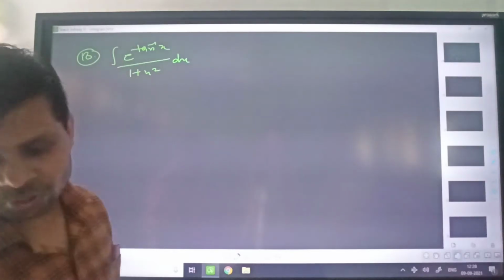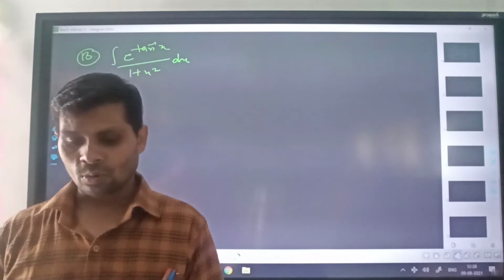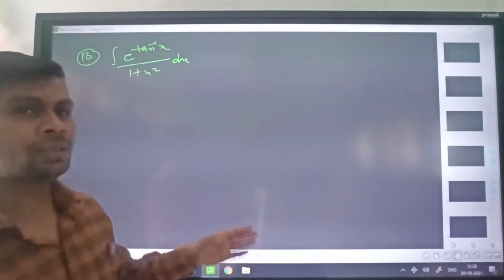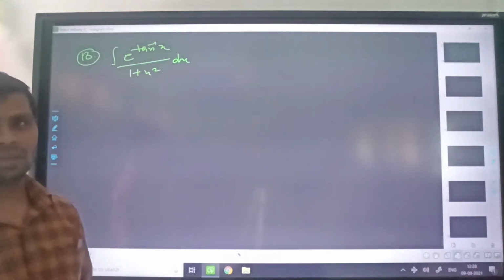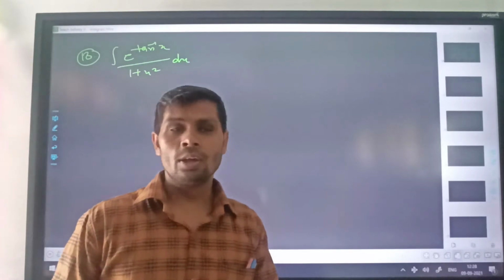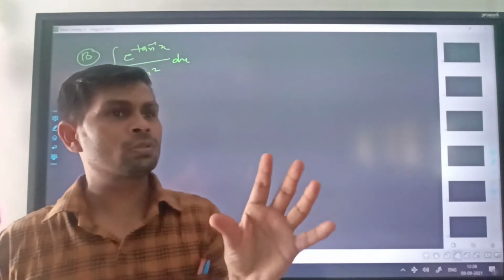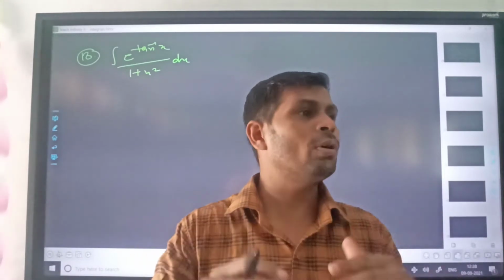So now we are going to start question number 18 of exercise 7.2. In question number 18, you can see e raised to the power tan inverse x upon 1 plus x square dx. As I have already told you, you have to use the substitution method. You have to consider some term as t, and after that you have to solve the question.